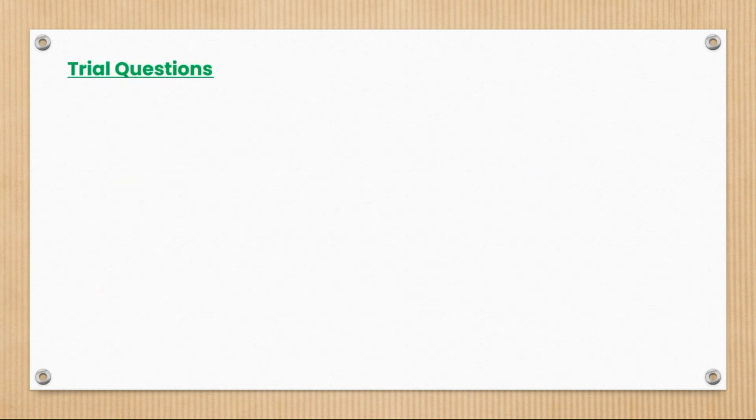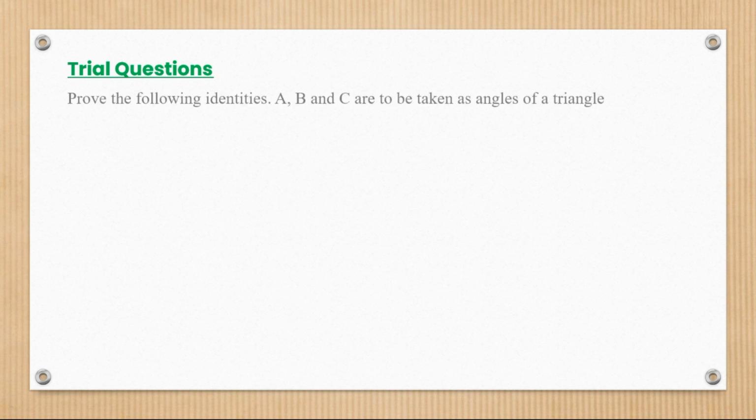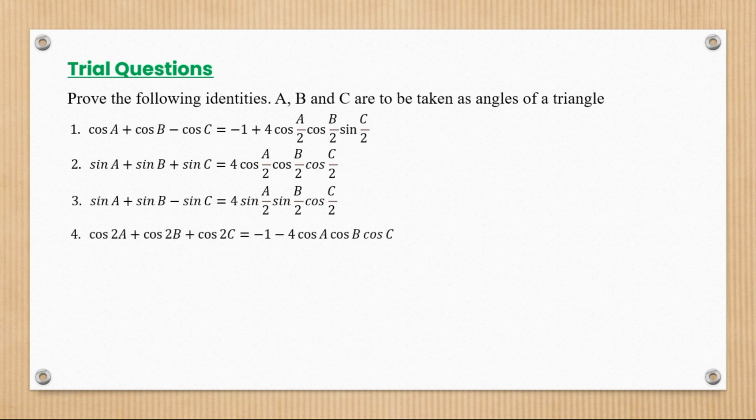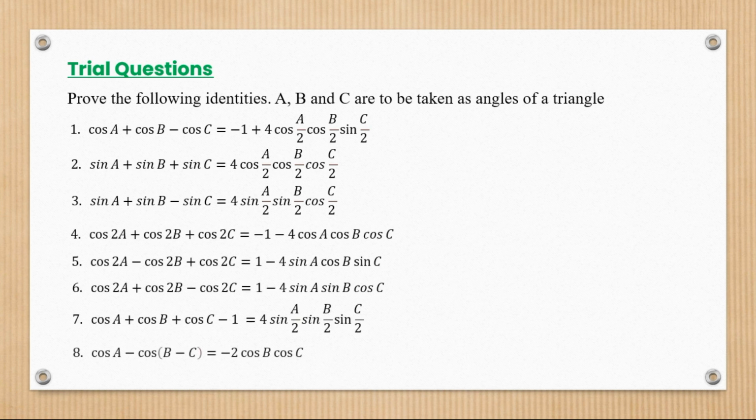Alright, so lastly I have some trial questions for you. These are extra proofs that you can try out in your free time to get better at this section. So prove the following identities: A, B, and C are to be taken as angles of a triangle. So this is number 1, then this is going to be your number 2, number 3, number 4, number 5, number 6, 7, and 8. I believe once you've tried these out and perfected them, you'll be a pro or a prodigy, I would say, in this section.